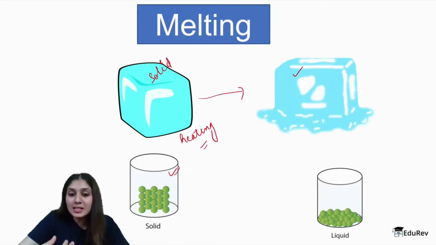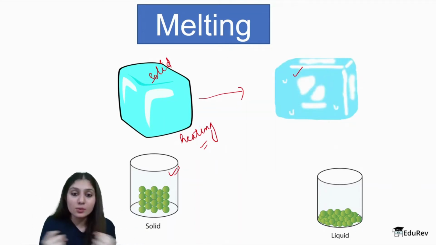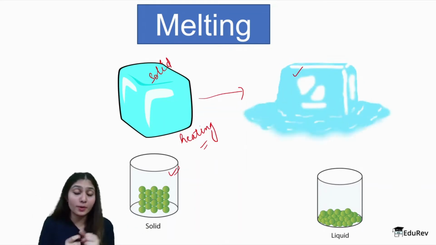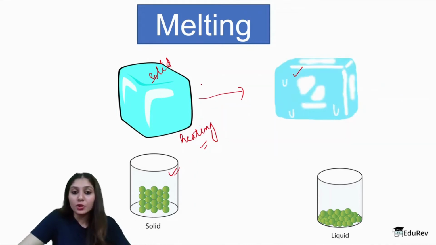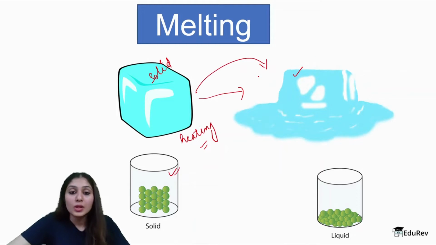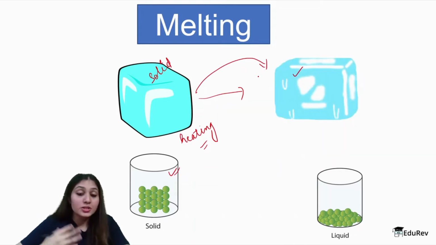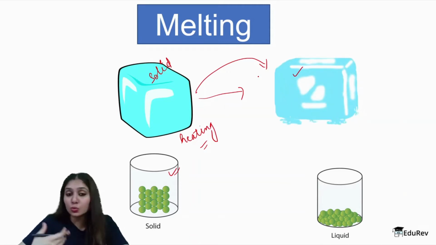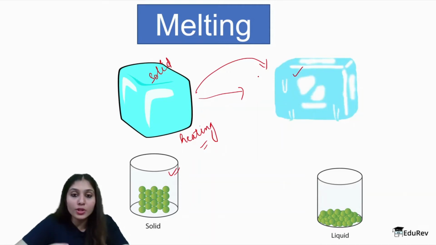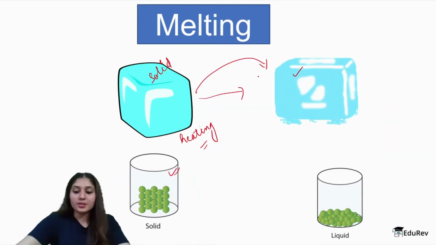So when we are heating the solids, the kinetic energy of the particles tends to increase, and the bonds between the different particles tend to break, and that is when solids convert into liquids. This process, as you know, is called melting. The temperature at which this happens, the conversion of solids to liquids, is called the melting point of a solid, and that is of course different for different solids.